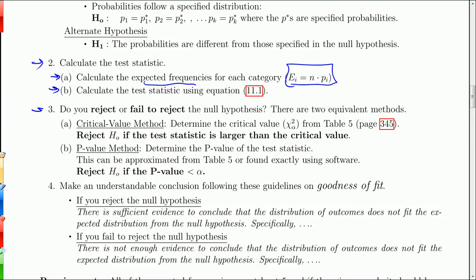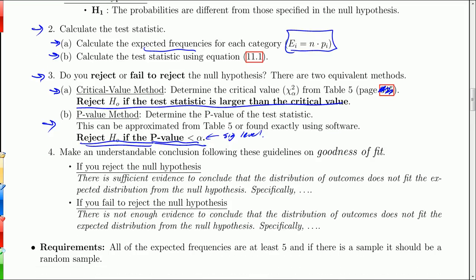We're going to determine whether or not we reject or fail to reject the null hypothesis. Again, there are two equivalent methods. We can do the critical value method, where we find the critical value from table 5, which is not on that page. And if your test statistic is larger than the critical value, you reject H naught. The p-value method, you need software, but if the p-value is smaller than alpha, you're going to reject the null hypothesis. And alpha here is the significance level. All right.